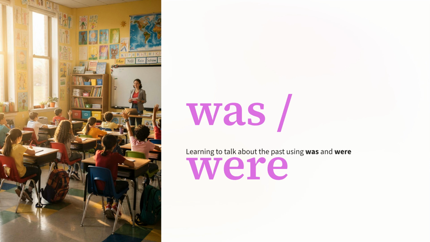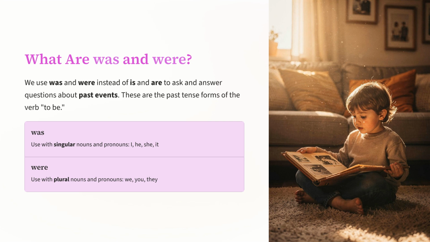Was and were. Learning to talk about the past using was, were, wasn't, and weren't. Let's begin. What are was and were? We use was and were instead of is and are to talk about the past. They are the past tense forms of the verb to be.